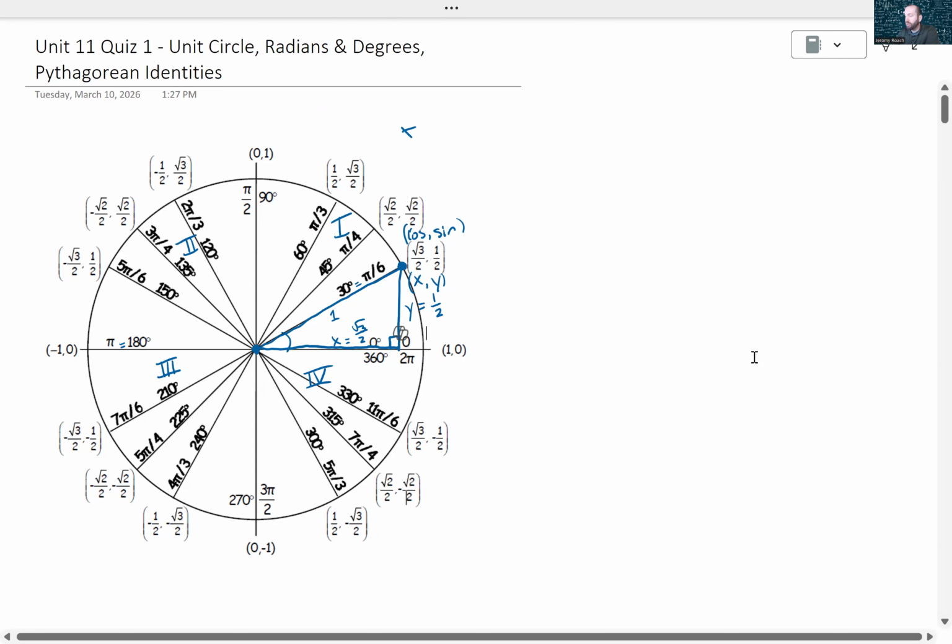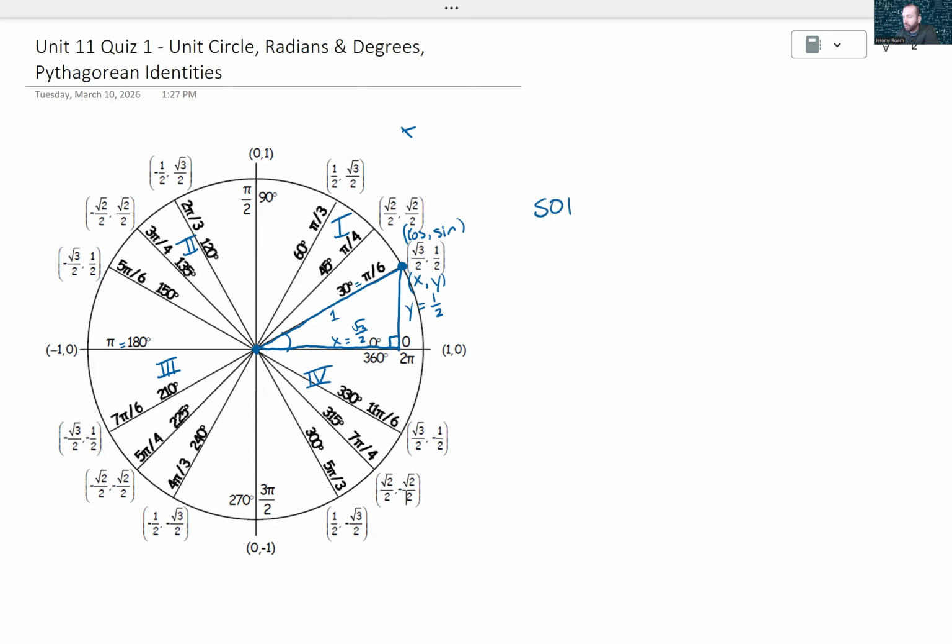And this might be review for you from geometry with sine, cosine, and tangent. When we solve for these trigonometric ratios, we use the acronym SOHCAHTOA. So to find sine, that equals the opposite side over the hypotenuse. Cosine is equal to the adjacent over hypotenuse. And tangent is equal to the opposite over the adjacent.